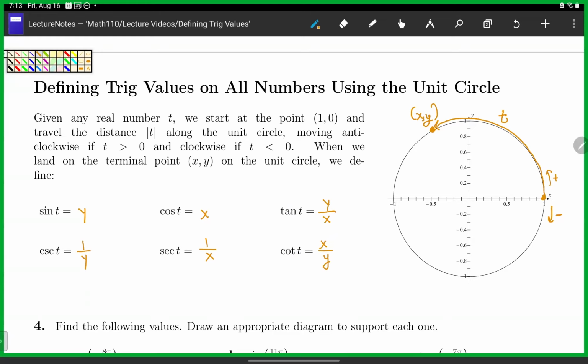Okay, why is this the same as the other values from before? So remember, I am going to draw my angle here.